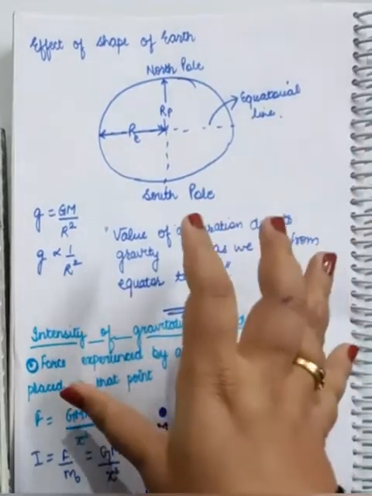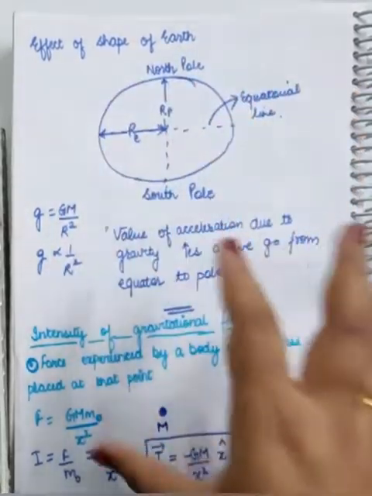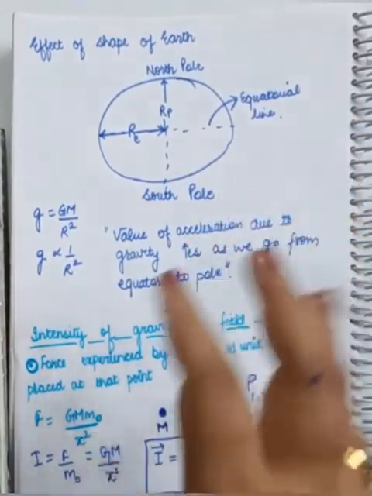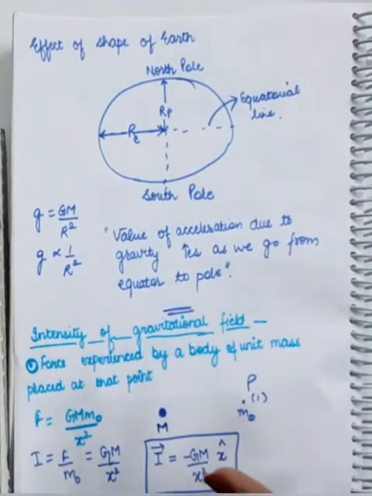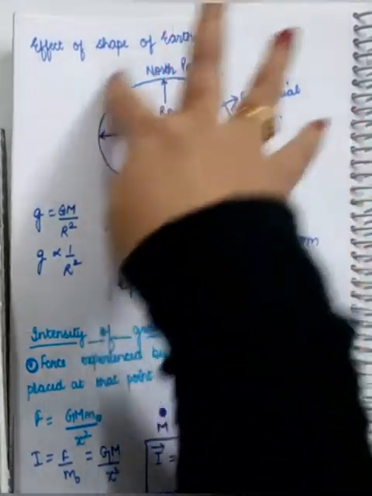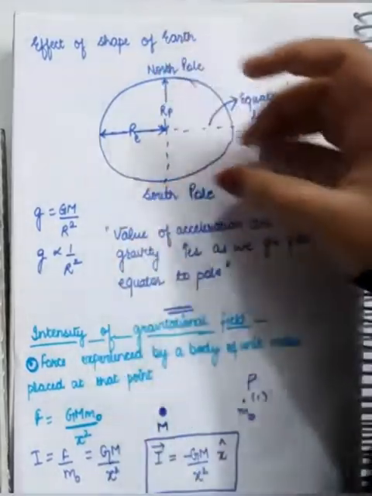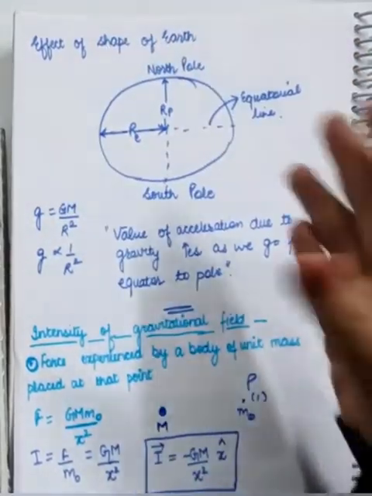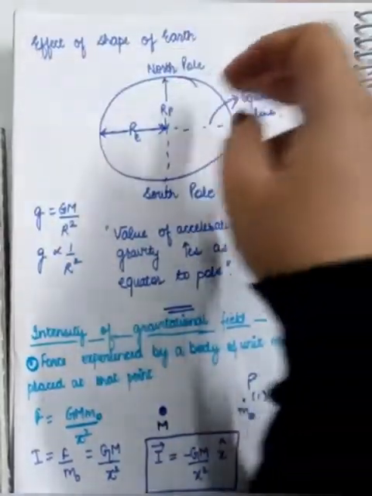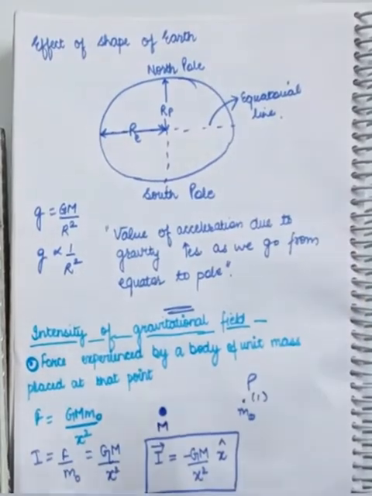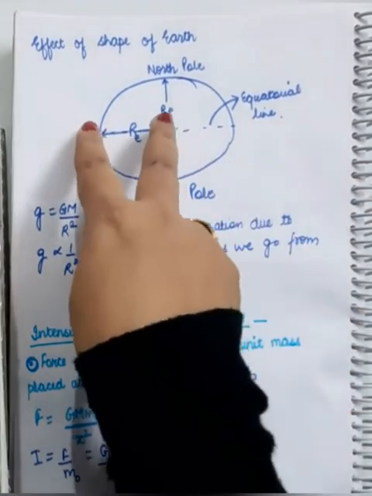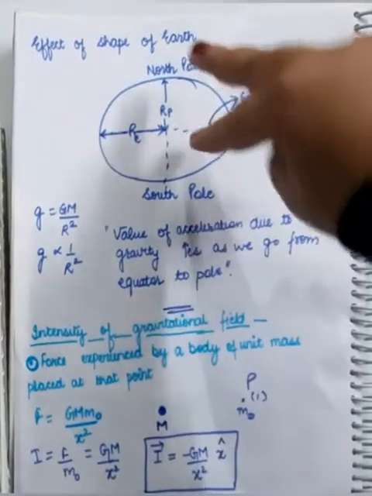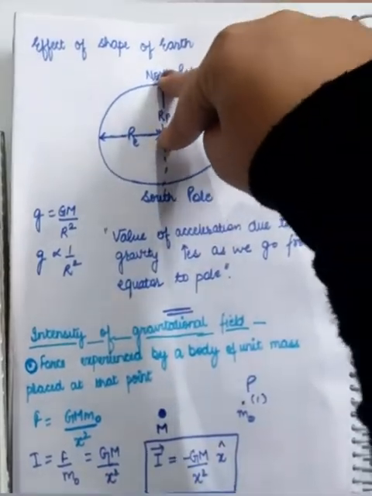Now the last case, the effect of shape of earth, like how the shape of the earth influences the acceleration due to gravity. This is the actual shape of the earth. It's flattened towards the poles, and because of this the two radii are unequal. It's not perfectly spherical. There are two radii of the earth. This is the equatorial radius. This is the polar radius.